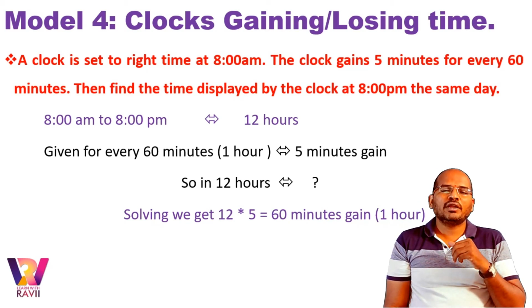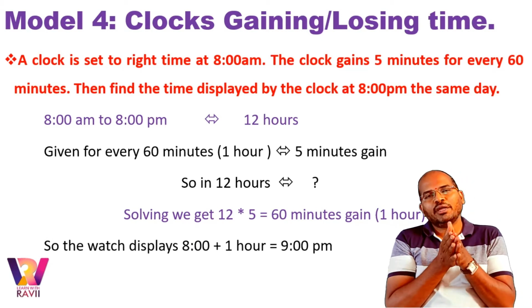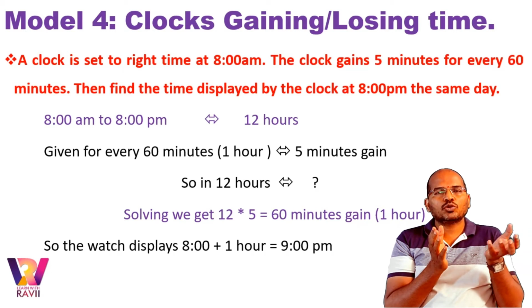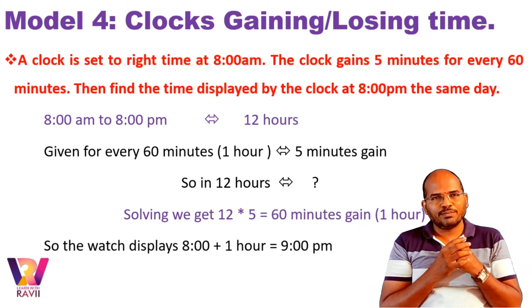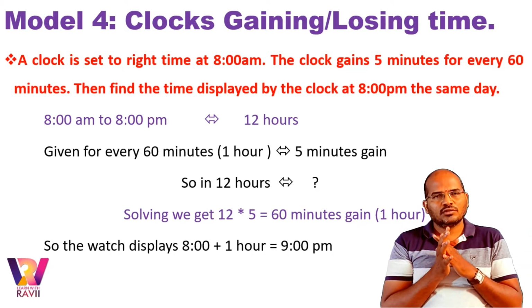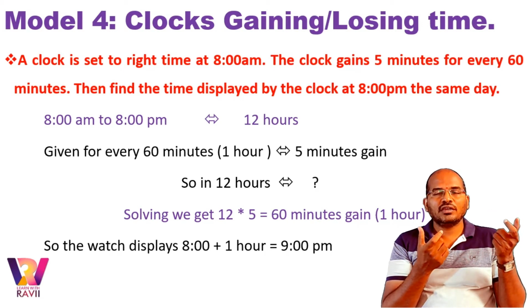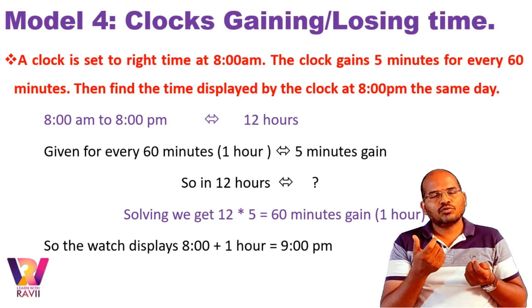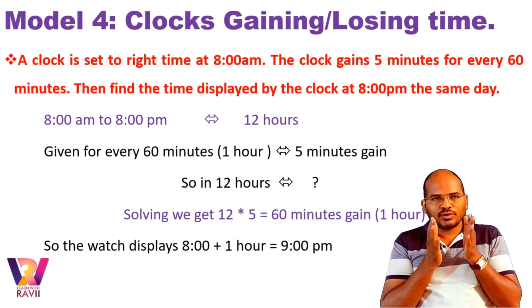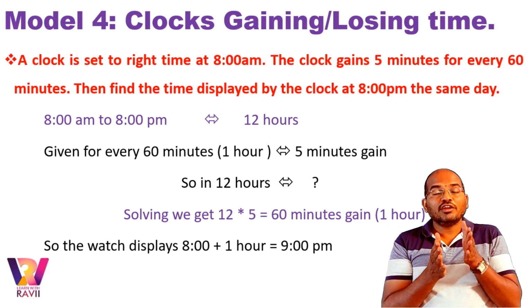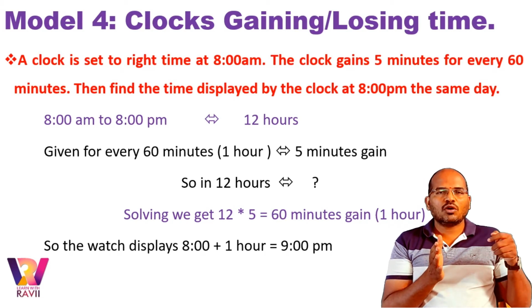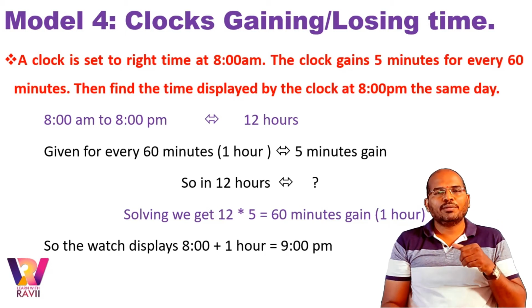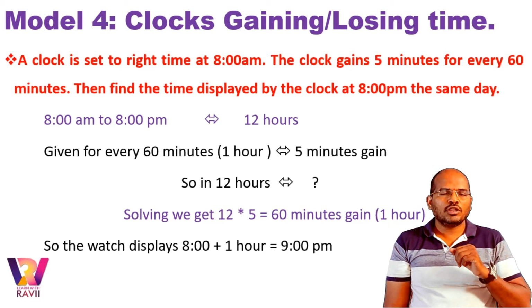Now what is the time displayed? The actual time should be 8 p.m. but it says 8 p.m. plus 1 hour, 60 minutes gain. So the clock displays 9 p.m. Simple. So 1 hour, 5 minutes gain. 12 hours, the gain is 12 into 5, 60 minutes. So at 8 p.m. the actual time is 8 p.m. if it is the correct clock. But as the clock is gaining time, it is 8 p.m. plus 60 minutes, that is 9 p.m. So that is how we solve these problems.